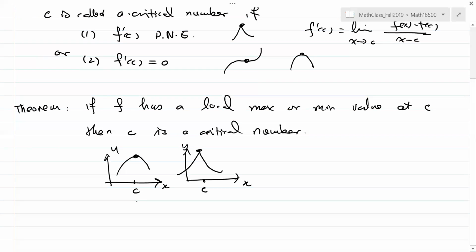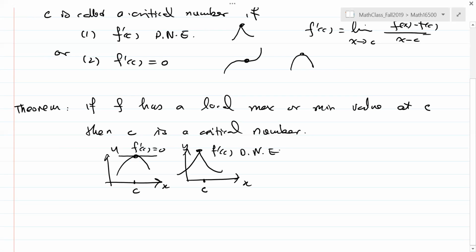In the first picture, the derivative should be equal to 0 at that particular point if it has a local maximum value. This is the highest point. You can put a horizontal tangent line there. Okay, a horizontal tangent line means the derivative is 0. The slope is the derivative, right? And here the derivative does not exist. So in either case, the number C is a critical number. So it's easy to understand from the picture.